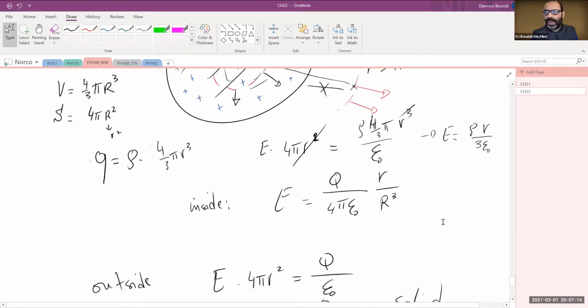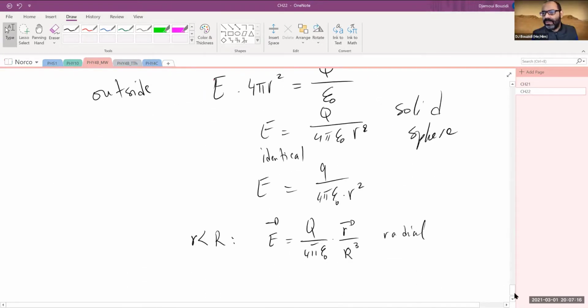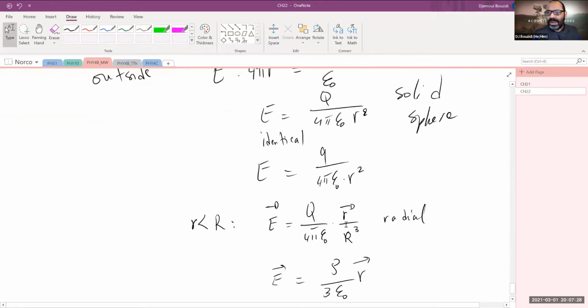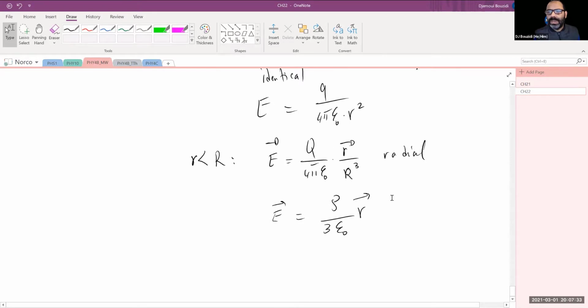Remember, we substitute the value of rho in there, okay? So in terms of rho, it's the same thing: E is equal to rho divided by 3 epsilon naught times r. This is identical to the previous expression, by the way, because all I did was substitute the value, and both of them are radial. The main thing is that it depends on the distance, how far you are inside. For the outside, it drops like 1 over distance squared.